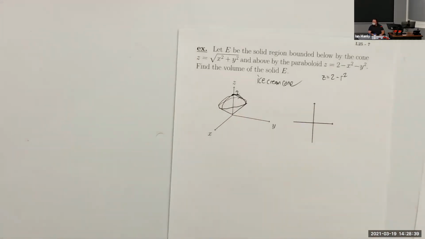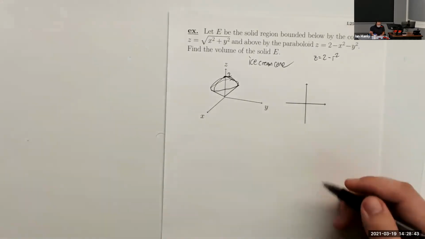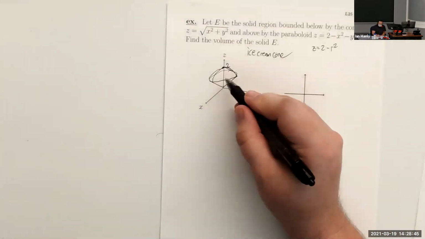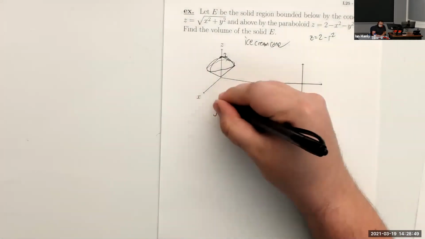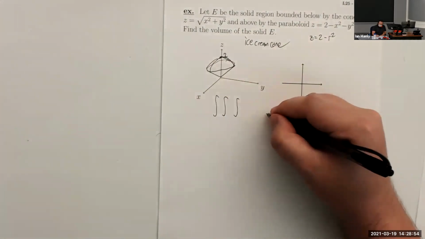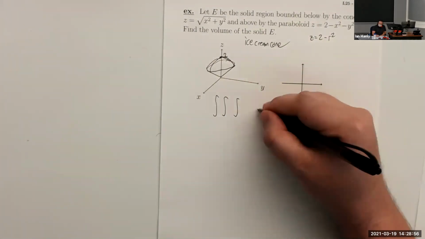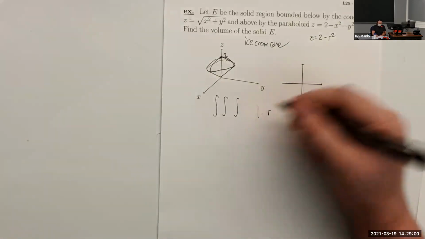It's a memorable thing. All right, anyways, let's actually figure out how to do this problem for real. So what we're going to do is set this up in terms of cylindrical coordinates. With cylindrical coordinates, we have an r in there for sure. And we're just doing a volume, so we're just integrating 1 besides that.